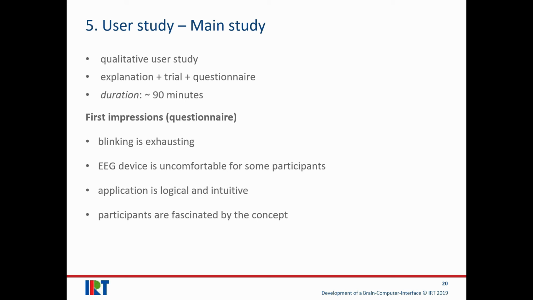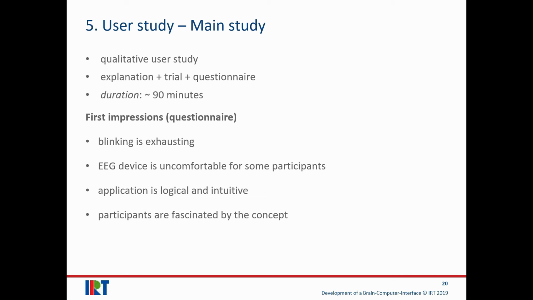The first important feedback we got through the questionnaires. There was a lot of different feedback, but 4 points were mentioned the most. First, the blinking was rated as quite exhausting, especially the training sessions for the neural network. Also, the EEG device was uncomfortable for some participants. So this was more the negative feedback, but there was also some positive feedback. Almost all participants said that they are very fascinated by the concept and that it can actually work.